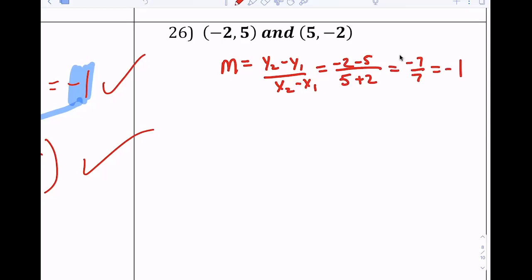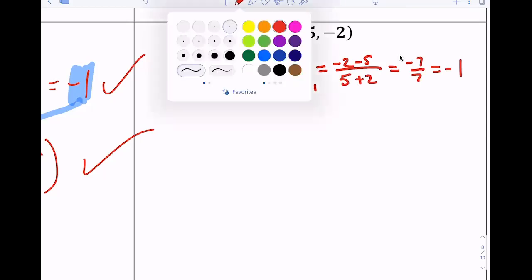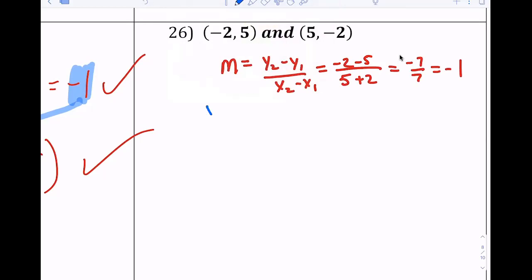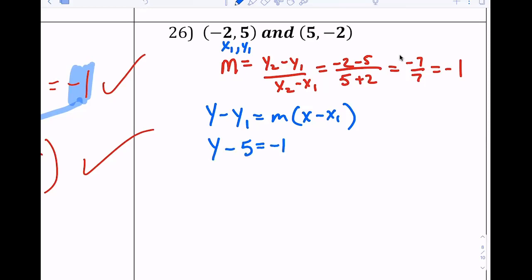Yes. All right, now you're writing the equation. I want everybody to remember the point-slope equation: y minus y1 equals m times x minus x1. So again, this is x1, this is y1. So y minus 5 equals -1 times x plus 2. That is the answer. You good on that?